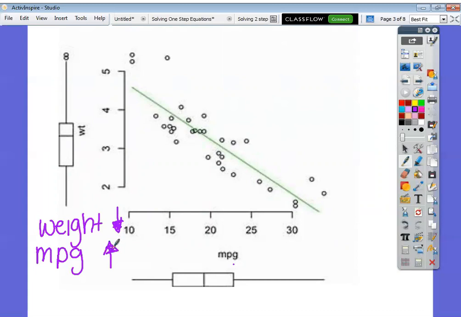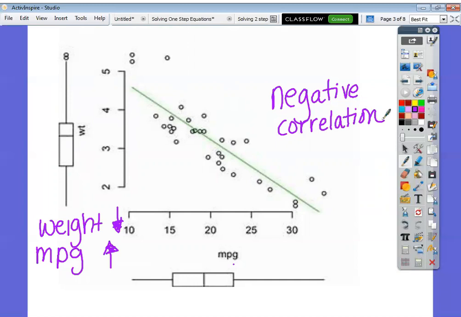When one thing increases and the other thing decreases, that means there is a negative correlation. Just like we learned that when you have a line that goes in that direction, it's a negative slope. Same thing here, it's a negative correlation. As one thing increases and the other thing decreases, it's a negative correlation.